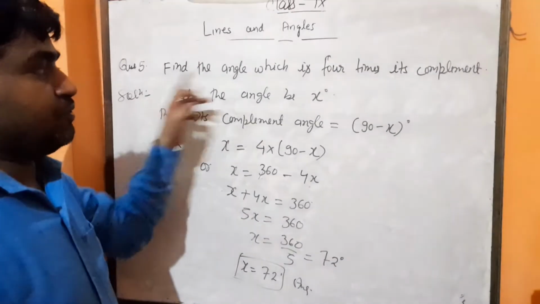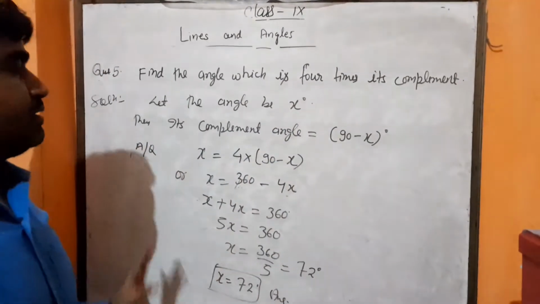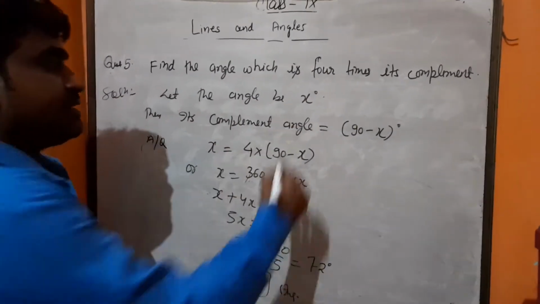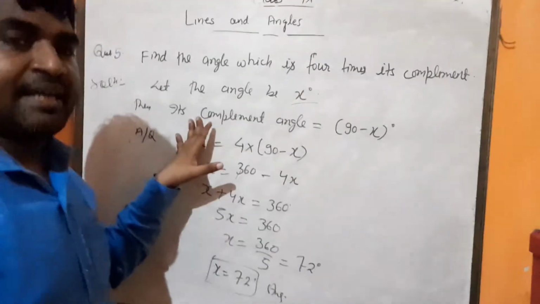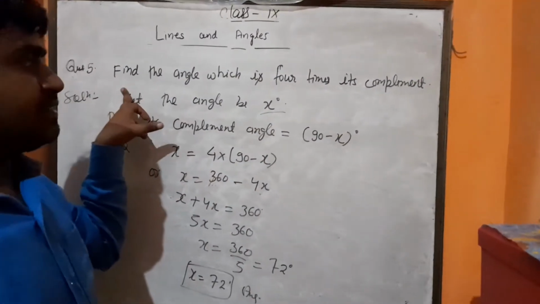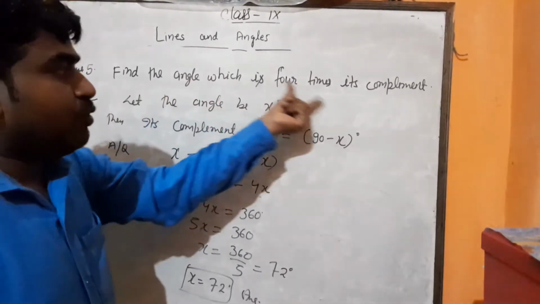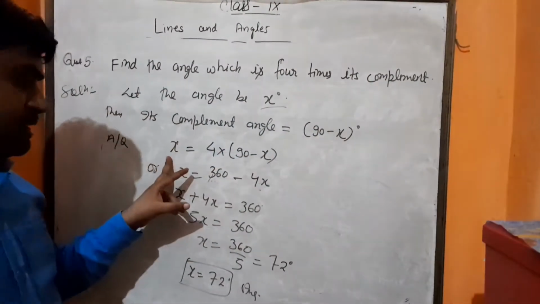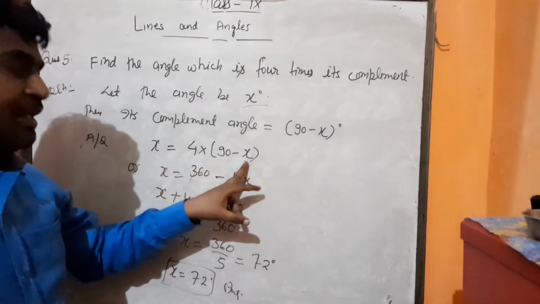Find the angle which is 4 times its complement. So now let the angle be x degrees. So its complement angle will be 90 minus x. According to the condition, it is given that the angle is 4 times its complement. So our statement is x equals 4 into 90 minus x.